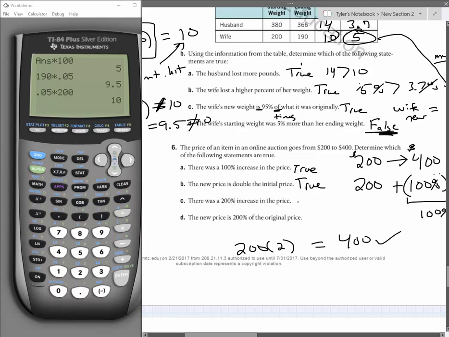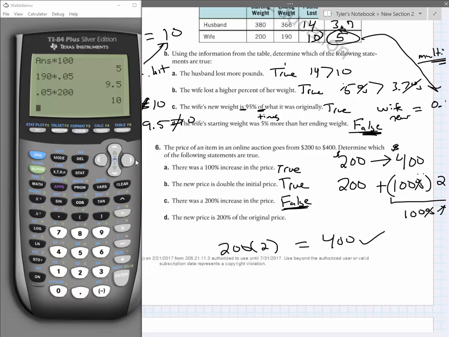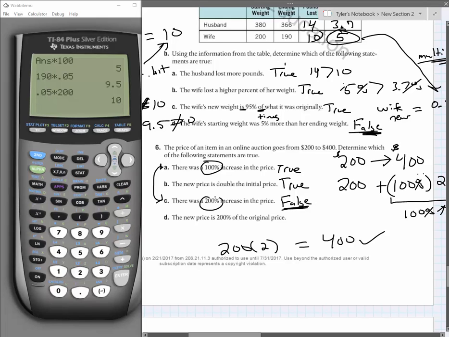Part C says there's a 200% increase. So this is actually going to be false. Doubling is not the same thing as a 200% increase, right? And it also makes sense if we compare part A and C. The only difference listed is the percent amount. So how can a 100% increase and a 200% increase be the same thing, right?